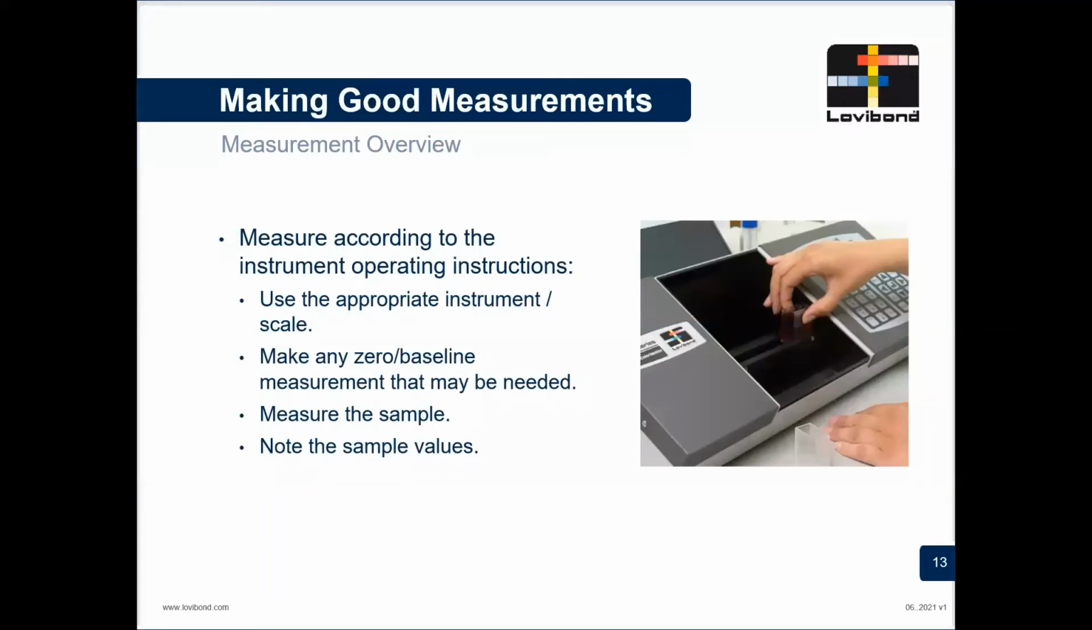But that's not the end of the story. We have our measurement, we have our values. We now need to pass that information on to someone else.